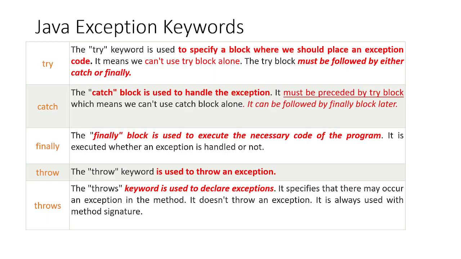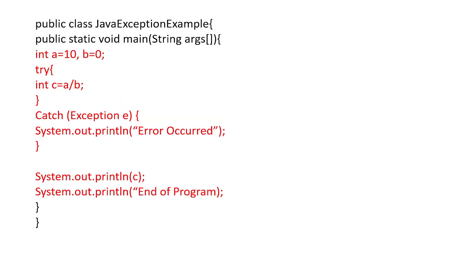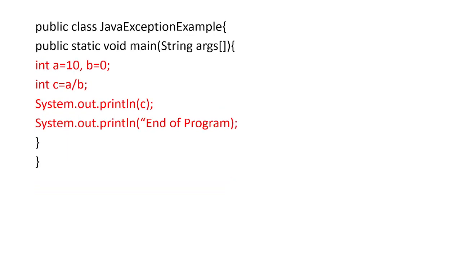The finally block is used to execute the necessary code of the program. That means whether an exception is handled or not, the finally block runs. Throw is used to throw an exception. Throws is used to declare the exception.